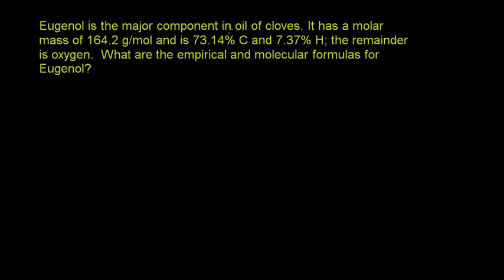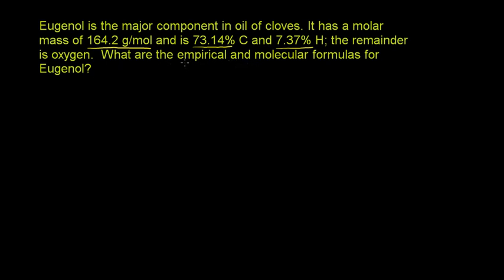Eugenol is a major component in oil of cloves. It has a molar mass of 164.2 grams per mole and is 73.14% carbon and 7.37% hydrogen. The remainder is oxygen. What are the empirical and molecular formulas for eugenol?